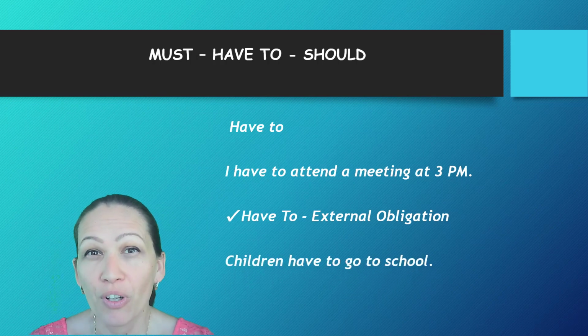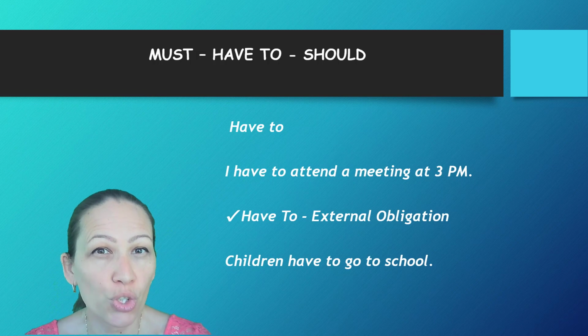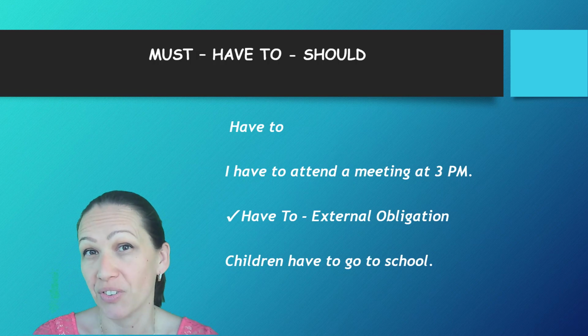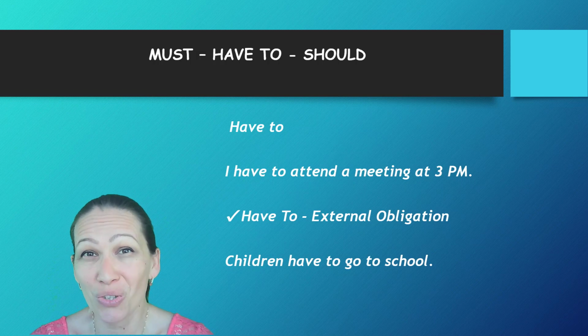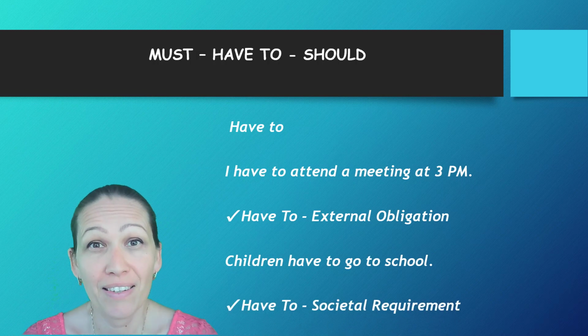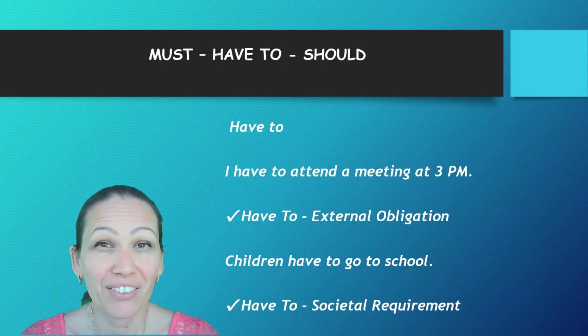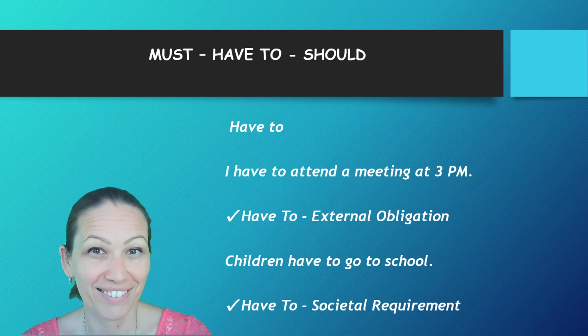The next example, children have to go to school. Here, it doesn't matter if they do want to go or they don't. They have to do it because it's a social requirement. They are told that they have to do it, although sometimes they consider it to be a bit boring.